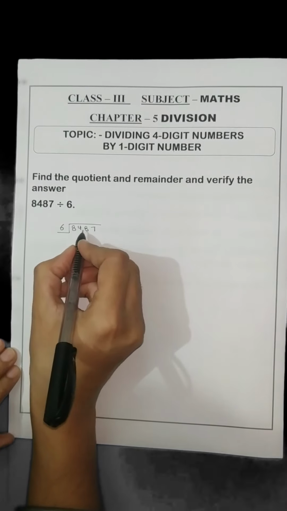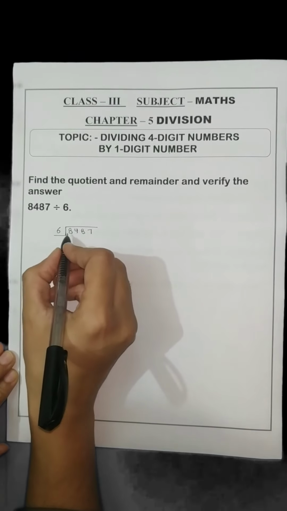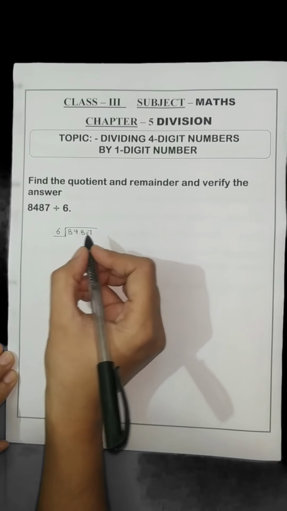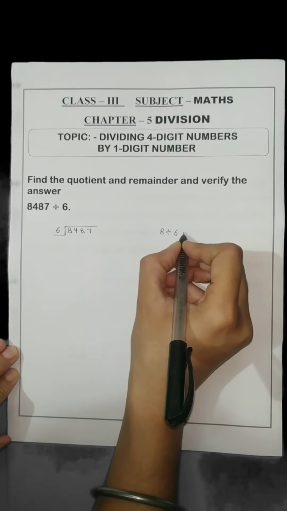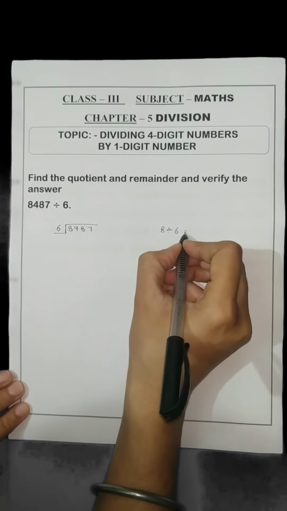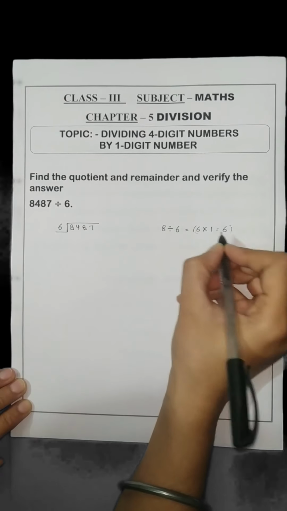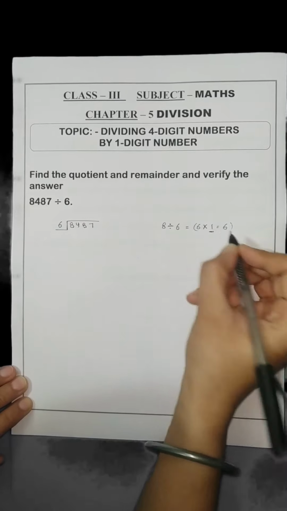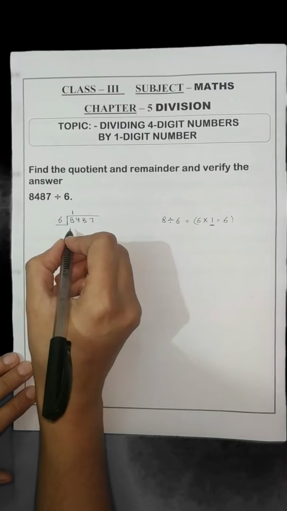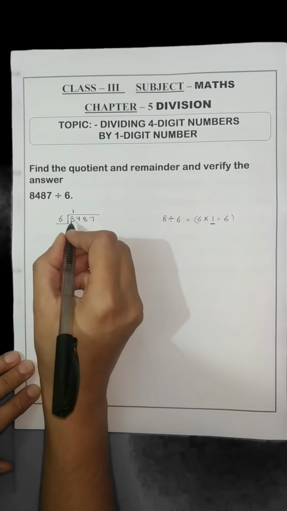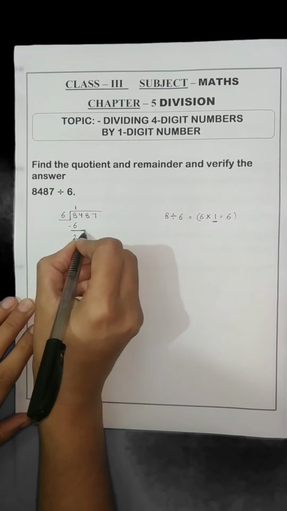So ones, tens, hundreds, thousands. Start with thousands. 8 divided by 6. The first step is 8 divided by 6. So 6 ones are 6. With this 1 as a quotient, we'll take 1 as a quotient and 6 will write here. 8 minus 6, 2 as a remainder.